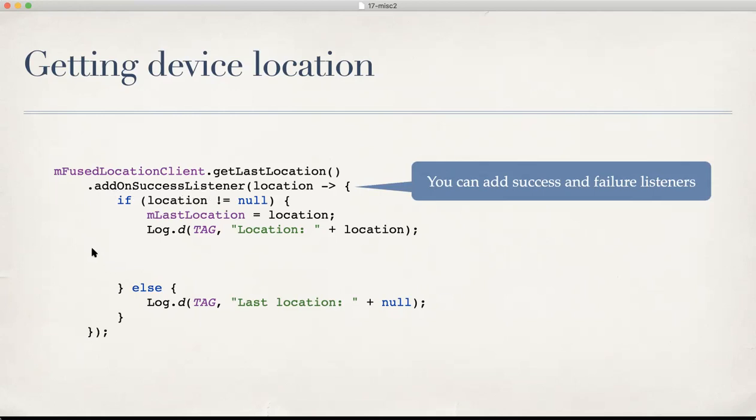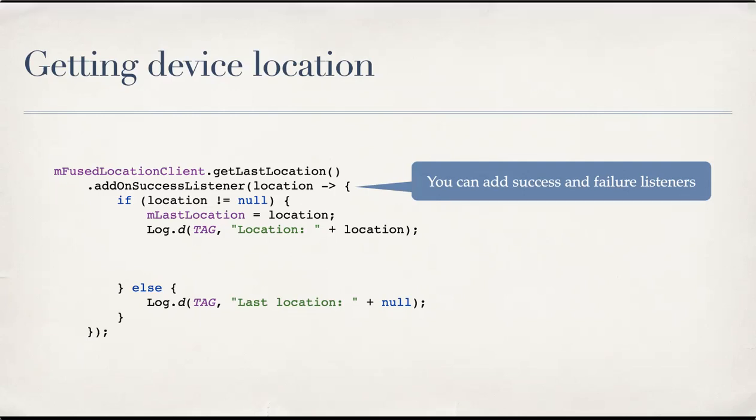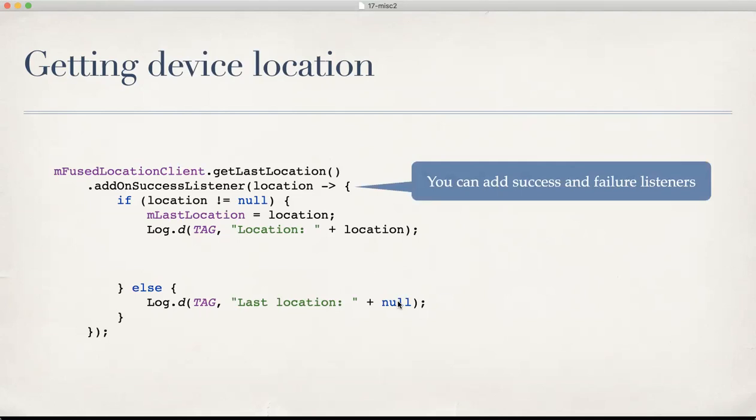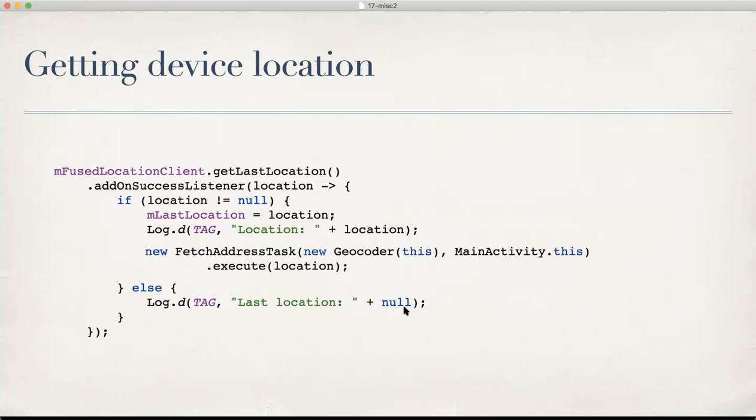What we are doing here is, if the location is not null, then we set the last location to that location, and then we'll try to display the last location on the UI. If it is null, then we'll say that we did not get a location, so it was null. All right, so here we add a call to FetchAddressTask with the geocoder and MainActivity, and call execute with the location on it.